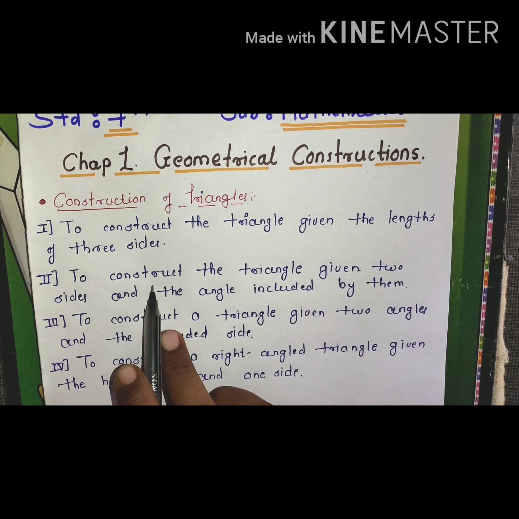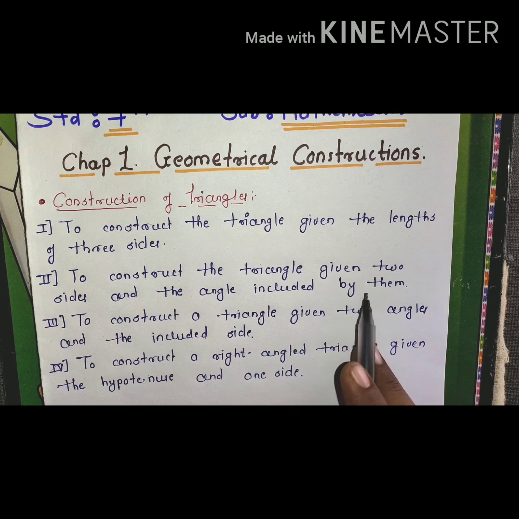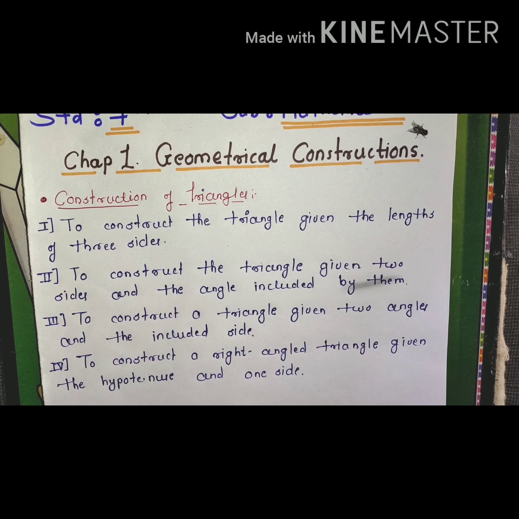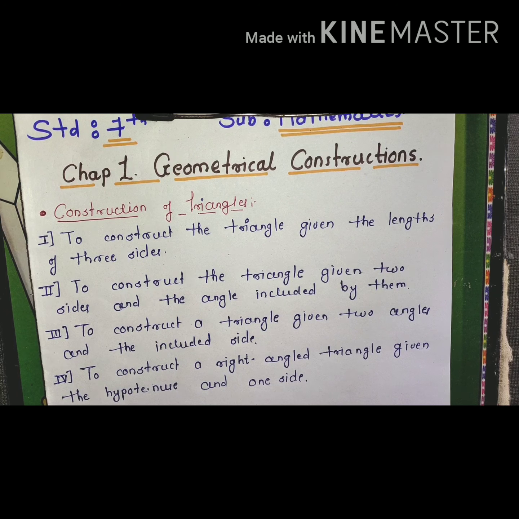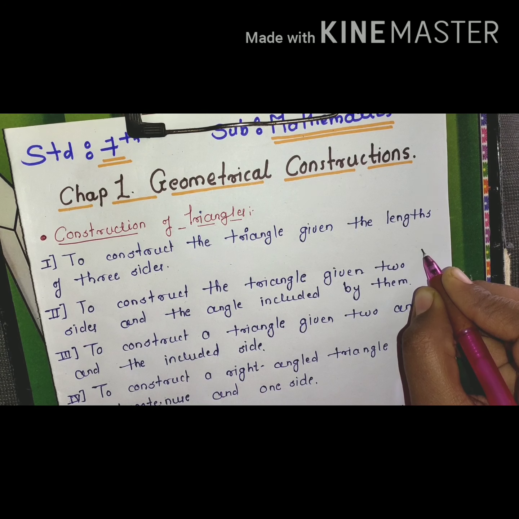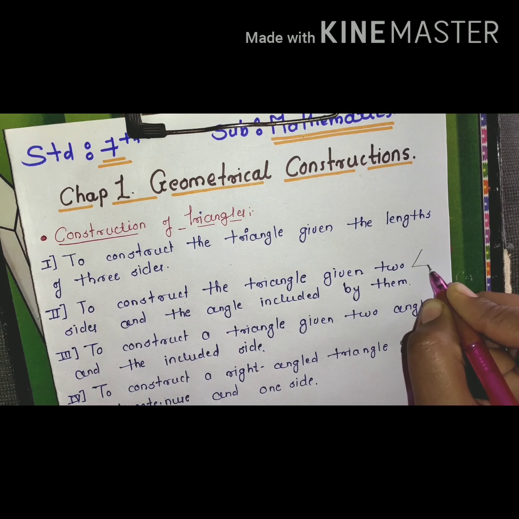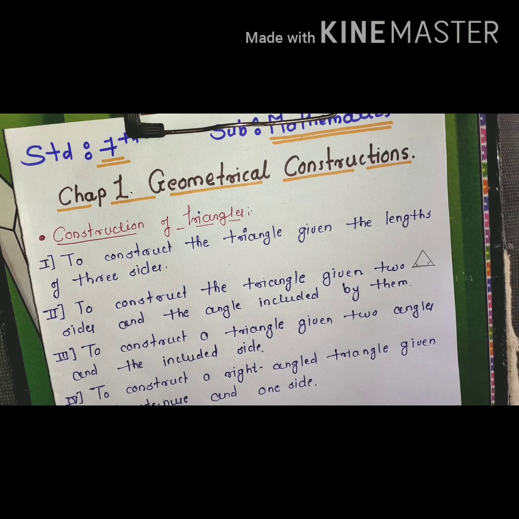Second one, to construct the triangle given 2 sides and the angle included by them. Second one is to construct the triangle when 2 sides and one angle is given included by them. That means if we have these 2 sides and the angle included is given, then how to construct the triangle.